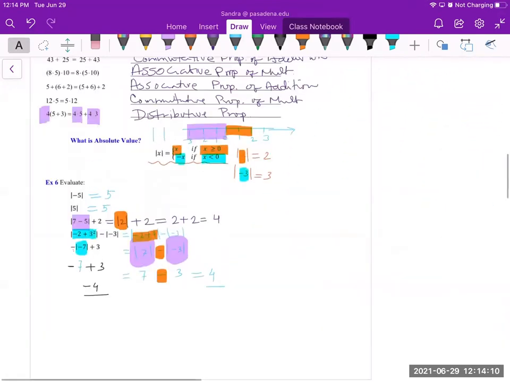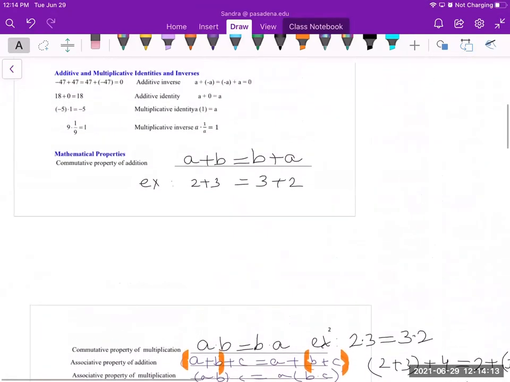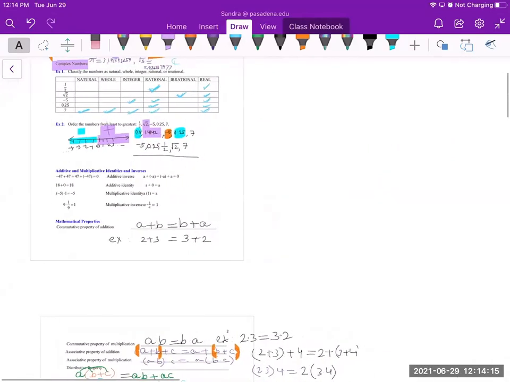Okay, so as you can see, I am completely done with section 1.1. This is all you need to know for this section.